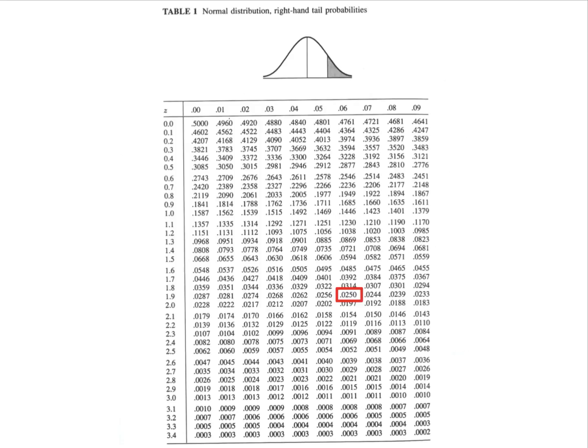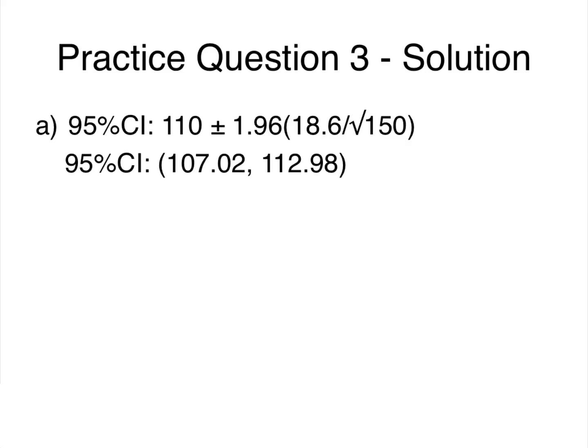And so a Z statistic or a T statistic with a large sample associated with 2.5% in each side of the distribution is 1.96. So using our confidence interval formula, we plug in our T value of 1.96, our sample standard deviation of 18.6, and our sample size of 150. We add and subtract this from our sample mean of 110 to get a 95% confidence interval of 107.02 to 112.98. So now we interpret our 95% confidence interval.